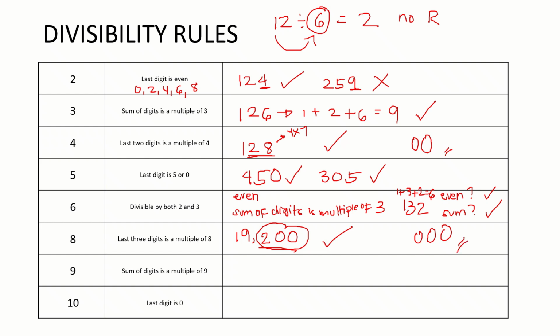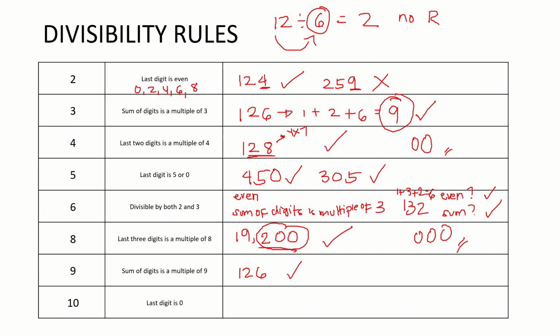Then for 9, the sum of digits must be a multiple of 9. So it's similar to 3, but this time it has to be a multiple of 9. So is 126, the example earlier for 3, divisible by 9? When we added the digits, we got 9. So 9 is 1 times 9, meaning this is divisible by 9.